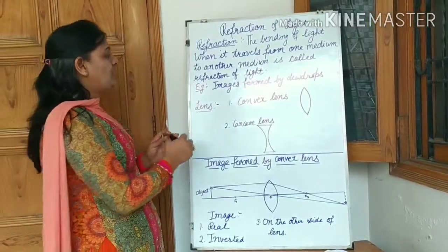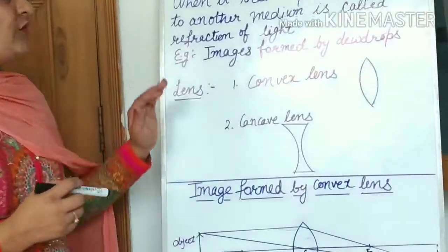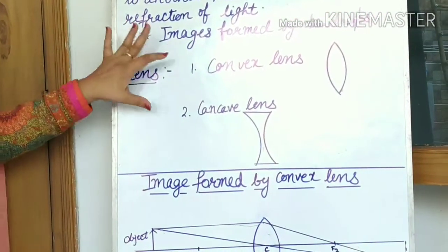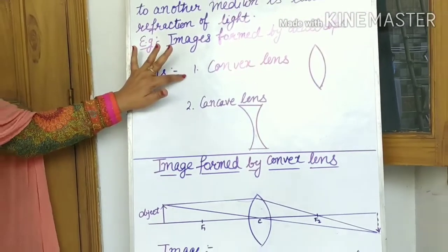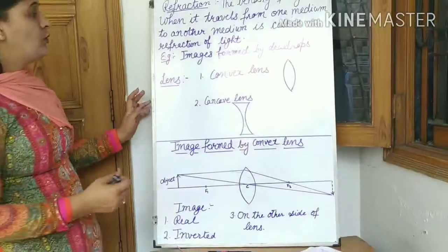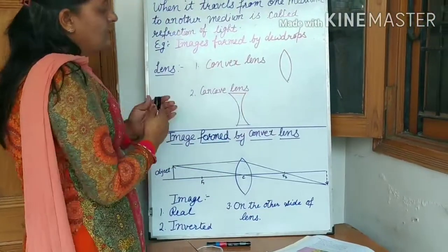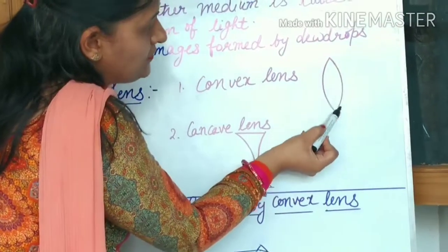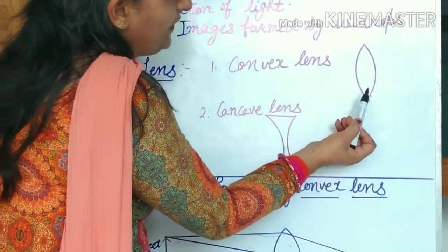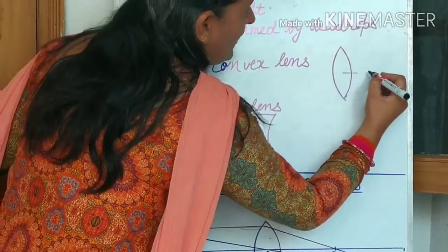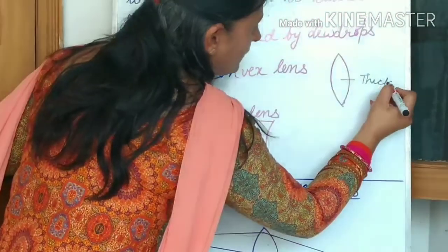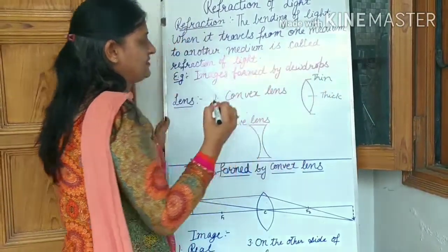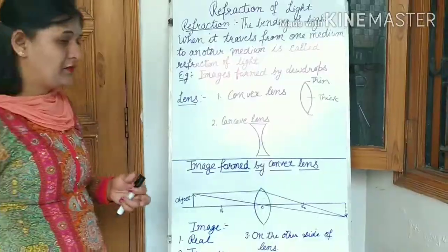Now, next we will do lenses. Students, we will see the phenomena of refraction by lenses. We have two types of lenses. First of all, convex lens and concave lens. Now, a convex lens is a lens which bulges outwards. Can you see from here? It bulges outwards, meaning it is thick in the middle and thin at the edges. This is a convex lens.